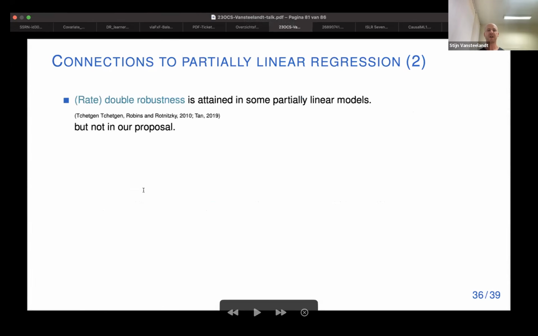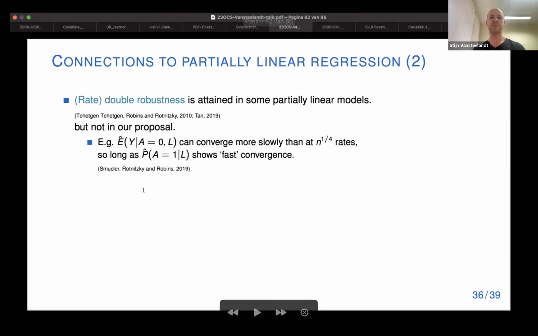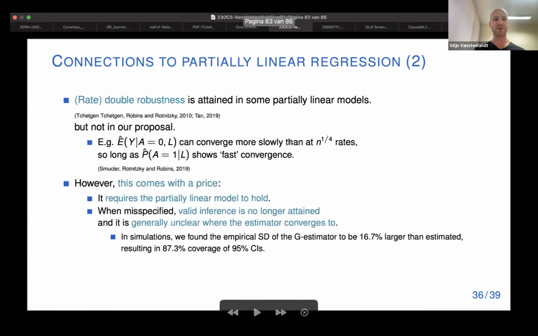One advantage of other approaches on partially linear regression is that rate double robustness can sometimes be attained, at least in certain partially linear models, and Eric Tchetgen Tchetgen has a lot of work on that. And rate double robustness is not attained in our proposal. What do I mean by rate double robustness? Well, in some of these partially linear model analyses, the estimator of the mean outcome in the untreated is allowed to converge slower than n to the quarter rate, so long as this is compensated by faster convergence of the propensity score. We don't have that guarantee in our proposal.